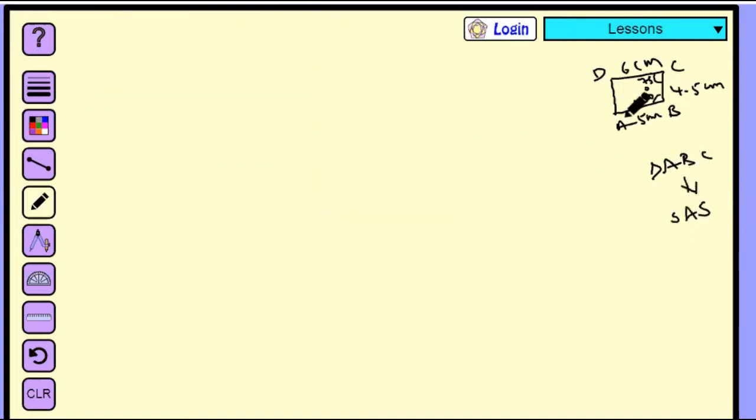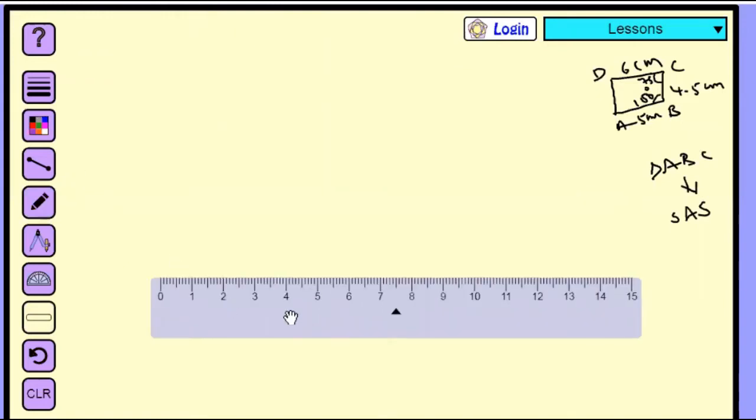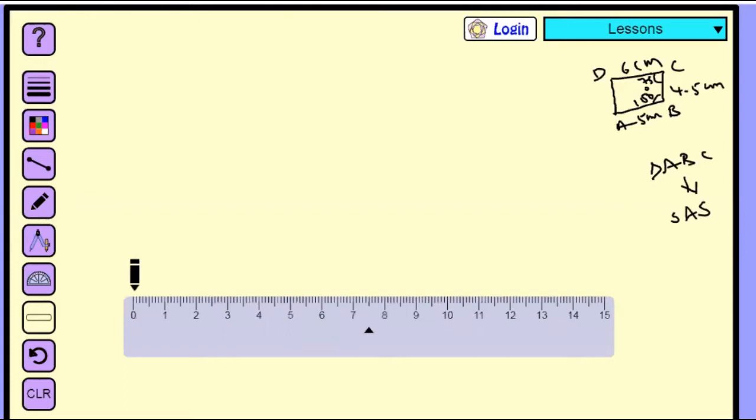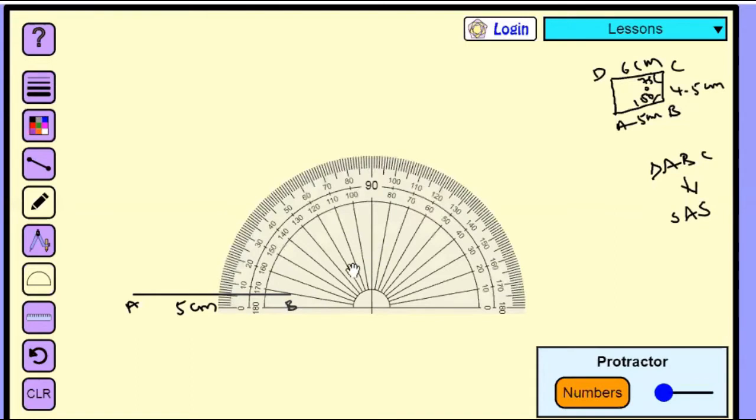So for that, first draw the line segment AB of length 5 centimeters. Now remove the ruler and mark the measurement, that is AB 5 centimeters. And here we are constructing angle B 100 degrees. We can't construct it with the compass because it is not a special angle, so we need to construct the angle 100 degrees by using the protractor.